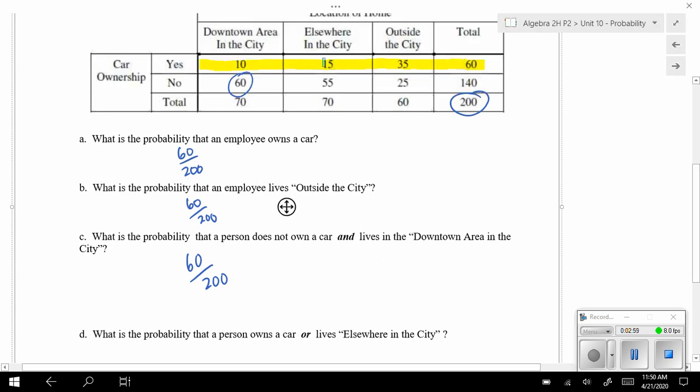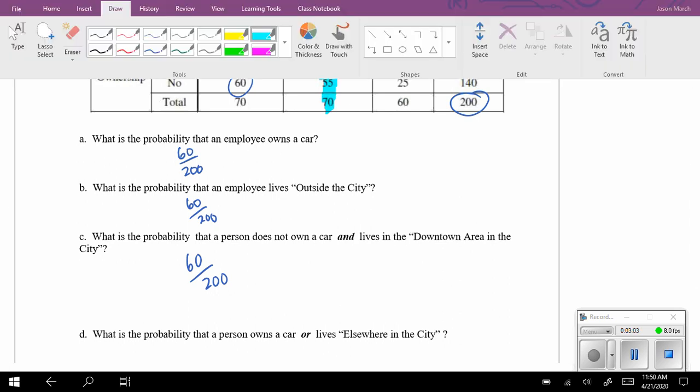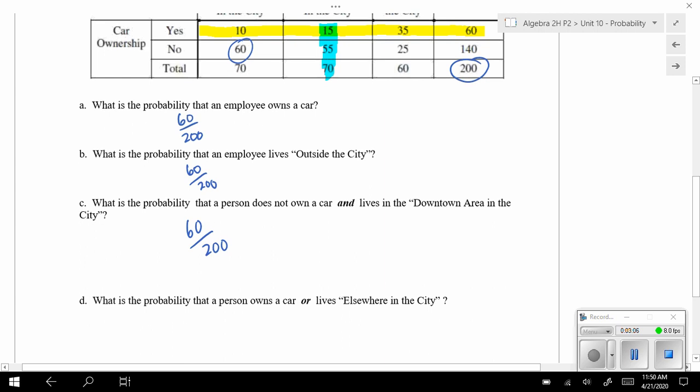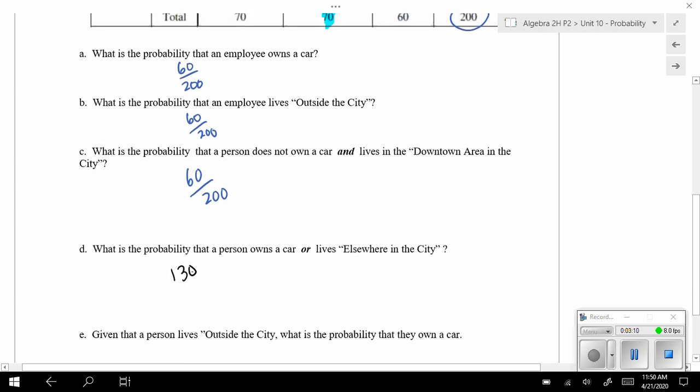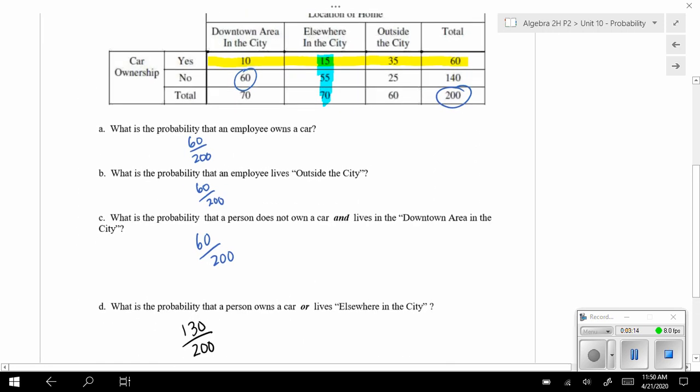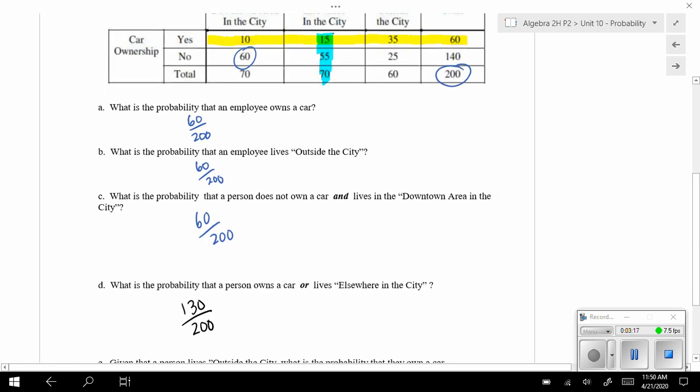And so some people make this mistake when they answer this question and say that the answer is going to be 60 plus 70, which is 130 out of 200. Now, if we did that, you could see that when I did my highlighting here, if I add 60 and 70 together, I just counted that 15 twice. So we have to subtract away 15 out of 200, which would give me 115 out of 200.